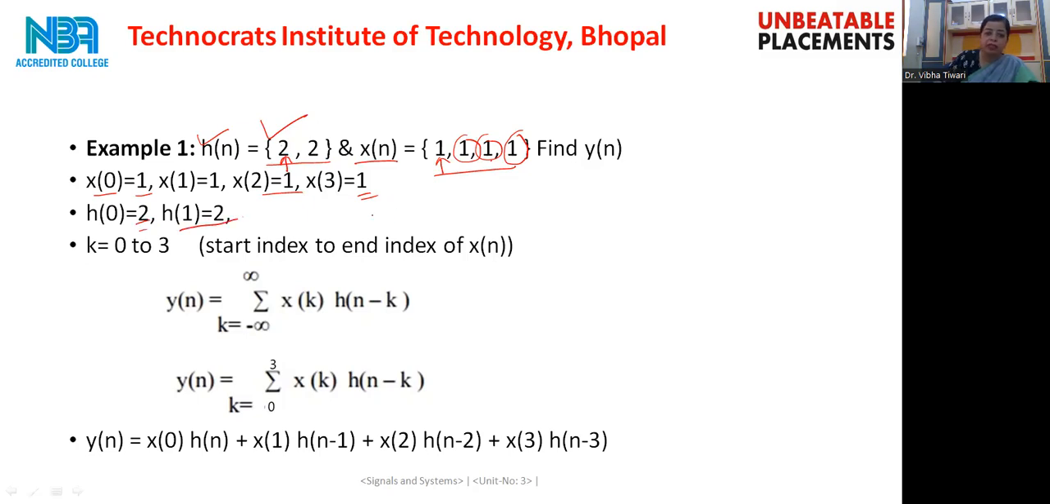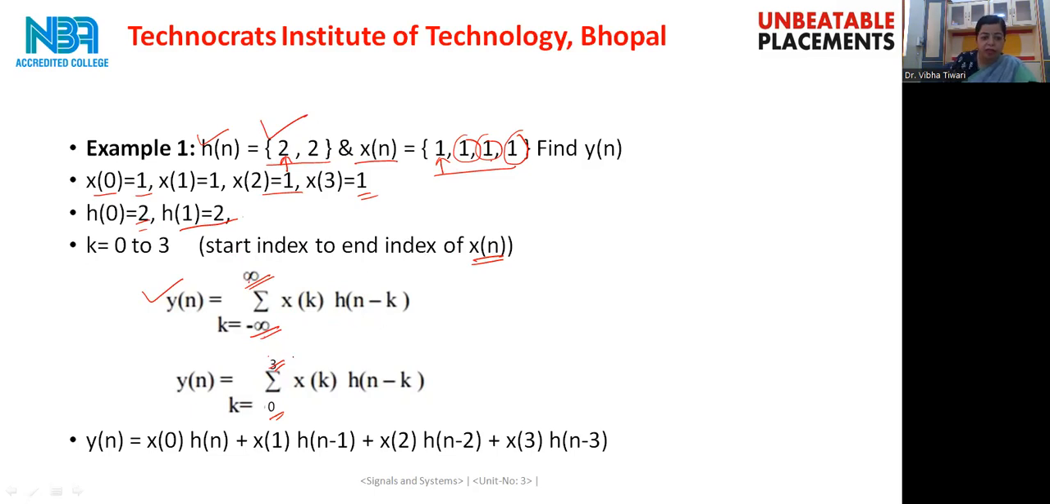Right, now we will start using this formula. We know its limits extend from minus infinity to infinity, but here we will change the limits to k = 0 to 3, because this is the start and end index of the signal x[n]. So we only have to calculate for values of k between 0 and 3. We don't have to go from minus infinity to infinity.